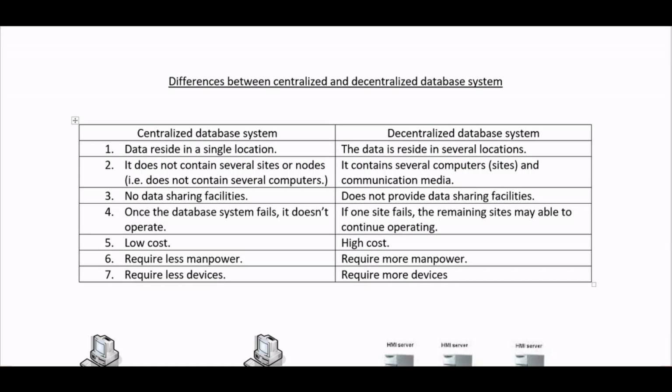Centralized database system. It means the data is stored in a single location, in a particular place, as you can say. The first point is data resides in a single location.